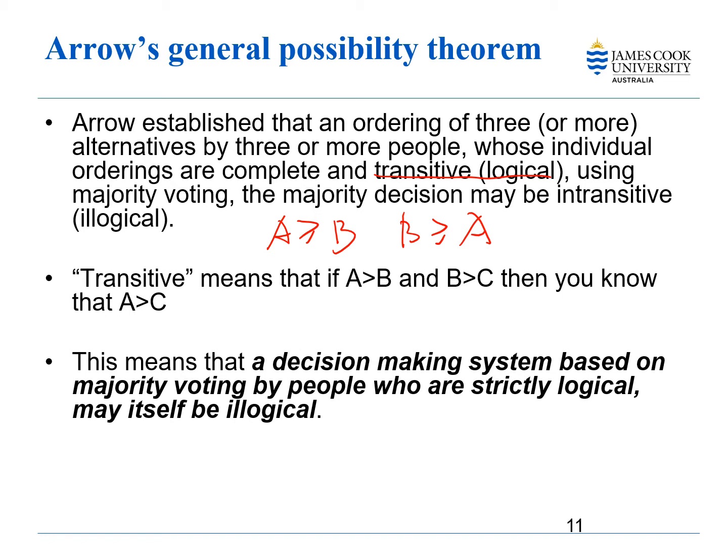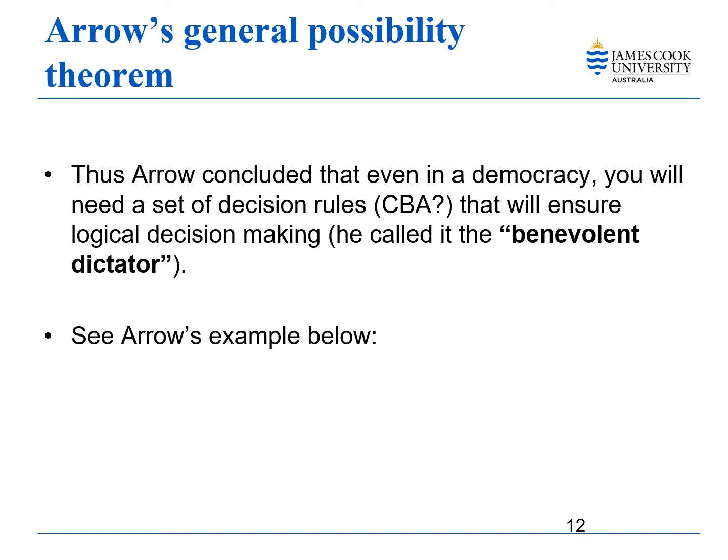Using majority voting, the aggregate decisions might not be transitive, so it becomes illogical. This means that a decision-making system based on majority voting by people who are strictly logical might itself be illogical. So, Arrow actually concluded that even in a democracy, you will need a set of decision rules, perhaps CBA, that will ensure logical decision makings. He called it benevolent dictator.